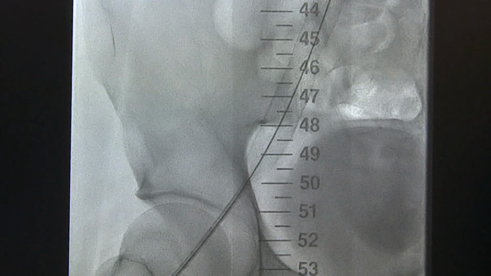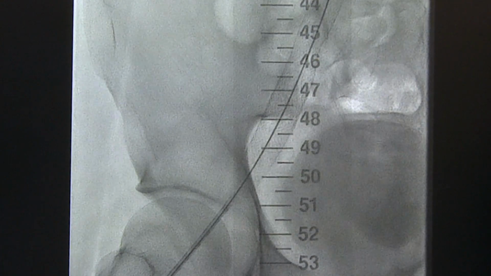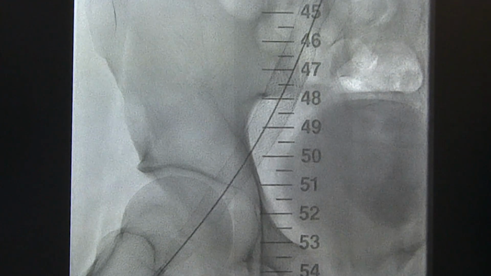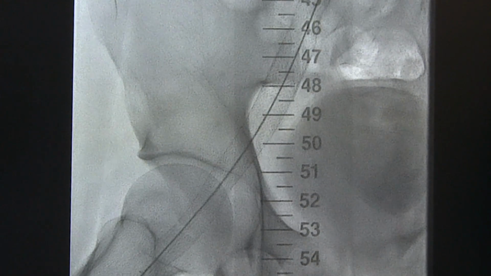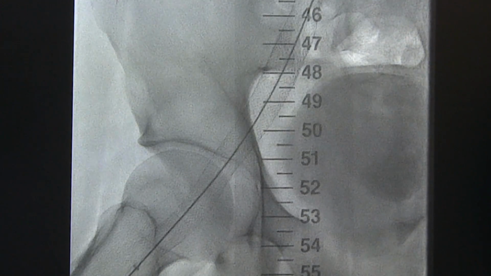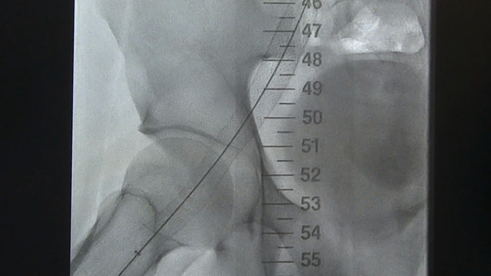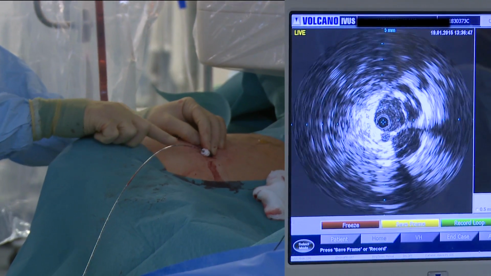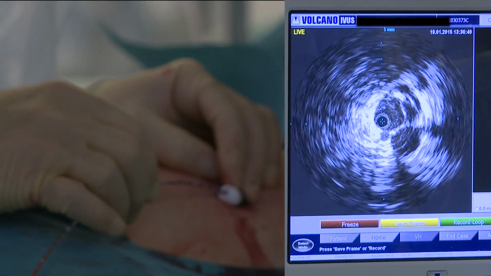Positioning of the final stent is the crucial step of the procedure, as preservation of the profunda and femoral vein is essential to maintain stent patency. The tip of the IVUS catheter is placed at the confluence of the profunda and femoral vein. The IVUS is then advanced slowly until it reaches the second stent.